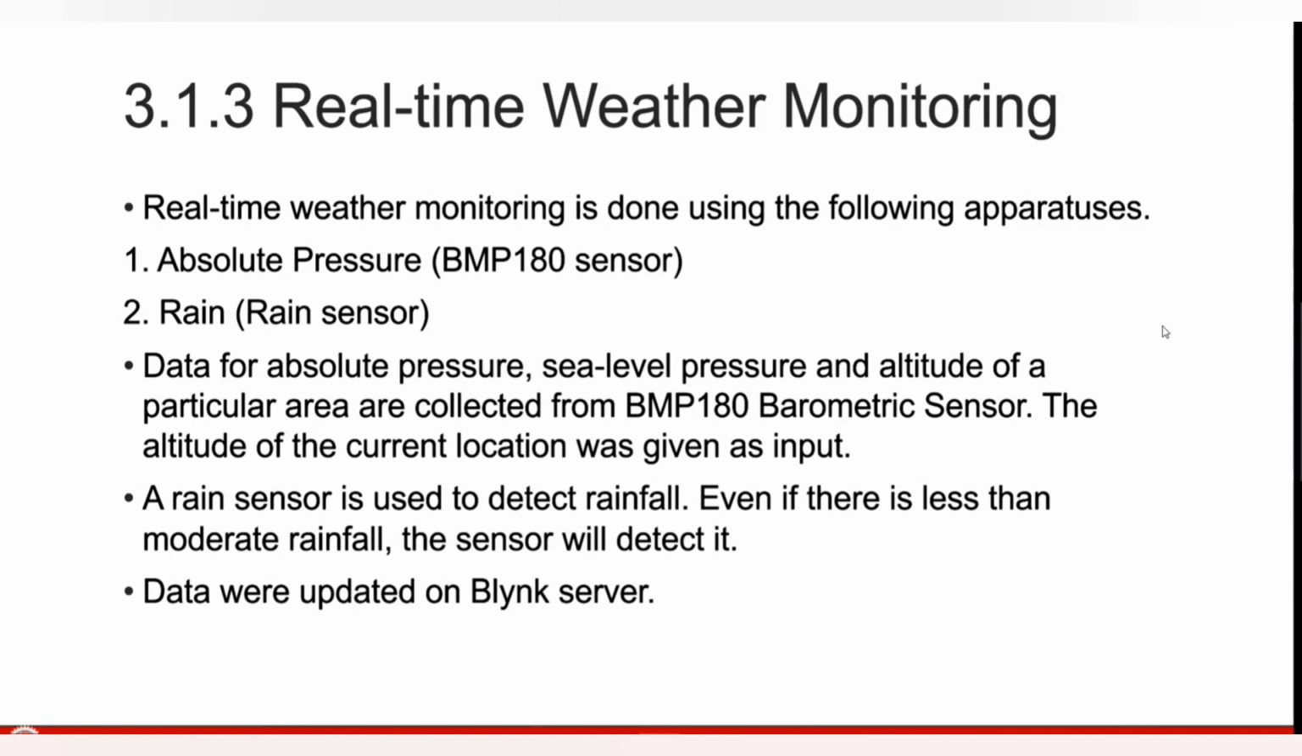In our project, we have used a BMP180 sensor in which we have provided the altitude of the area as an input. It measures the absolute pressure along with the sea level pressure. A rain sensor was added which can detect rainfall even if it's a small amount. These data were updated in the Blink server.